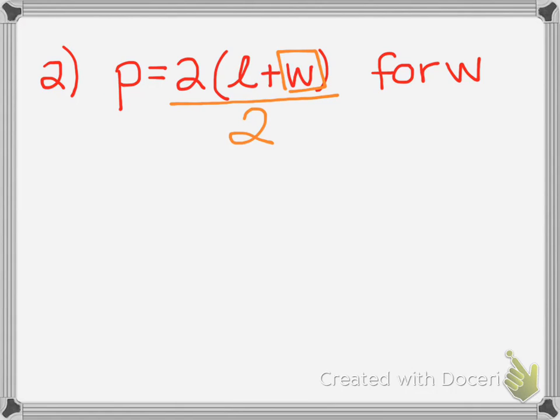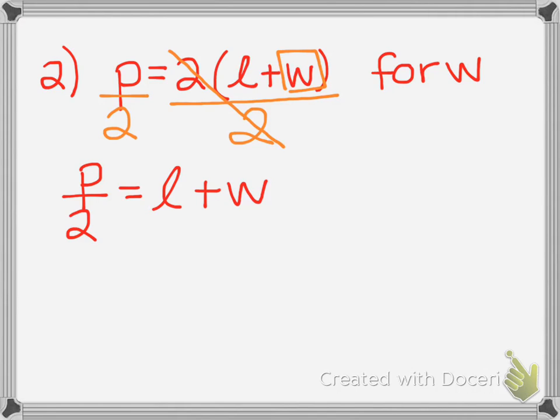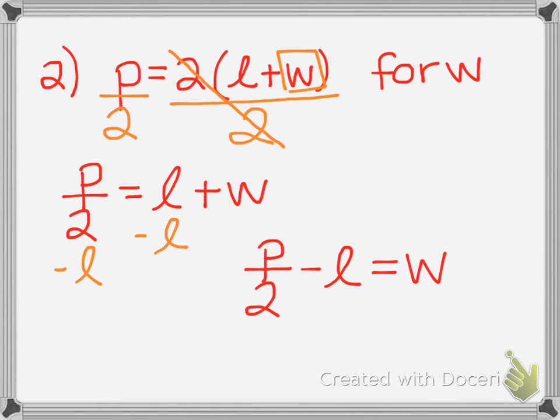If I do that on the right, I have to do that on the left. And on the right side, those 2's cancel out. So now you have P divided by 2 equal to L plus W. Since I need W by itself, I'm going to subtract L from both sides. Now be careful how you write this. Final answer: you have P divided by 2, and then you subtract L. So this is what it needs to look like, and that is equal to W.